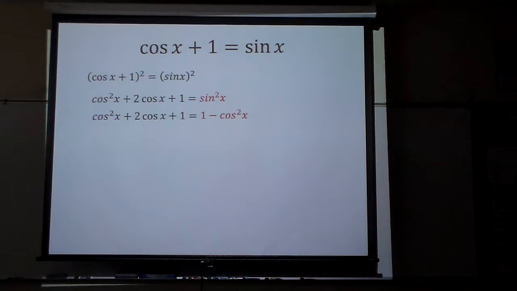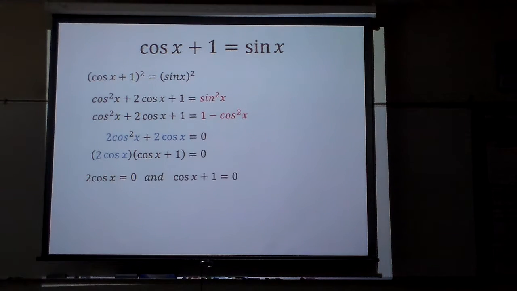And what I'm going to do now is this. I'm going to take this cosine squared and add it to each side to move it over here, and I'm going to subtract 1 from each side. I get 2 cosine squared x plus 2 cosine x equals 0. I might go ahead and pull that 2 cosine x out, because that's common. And that leaves you cosine x plus 1 equals 0.